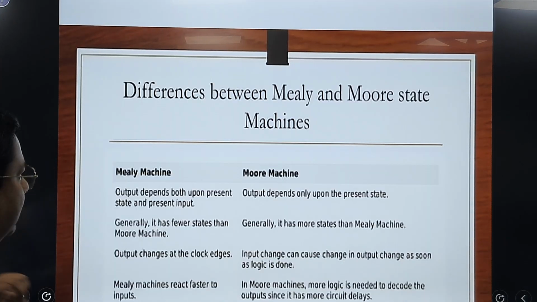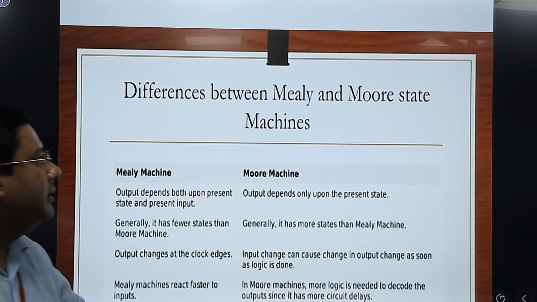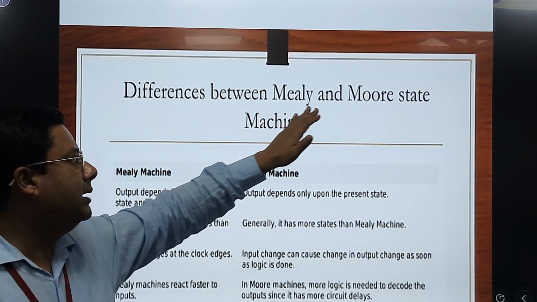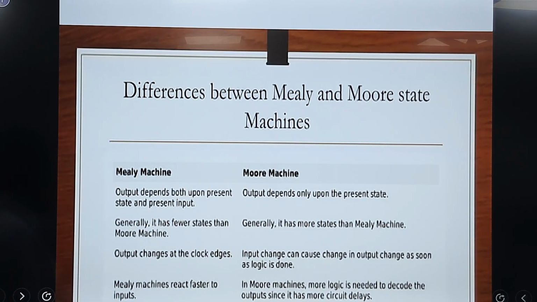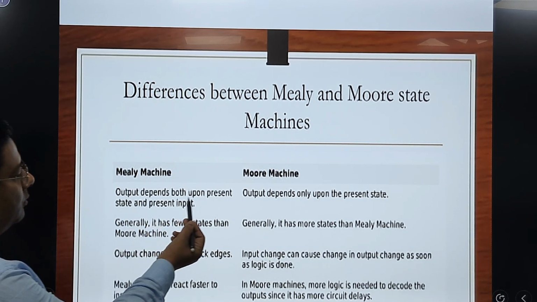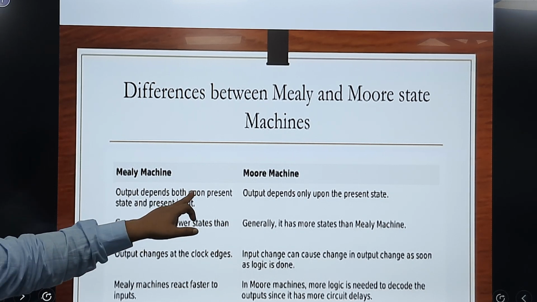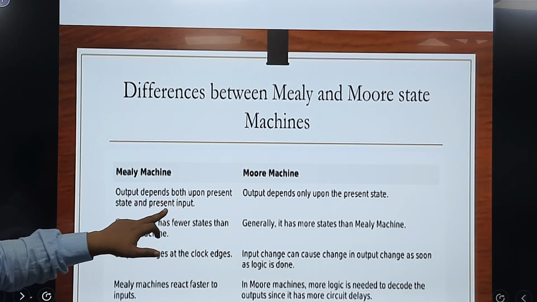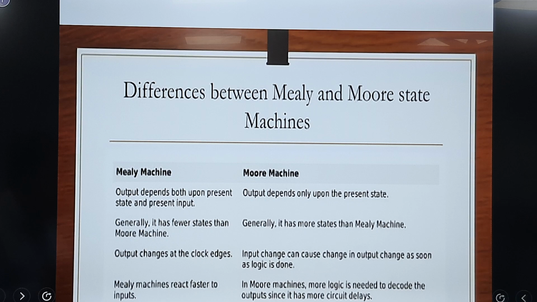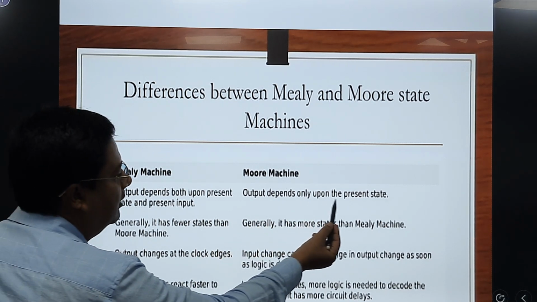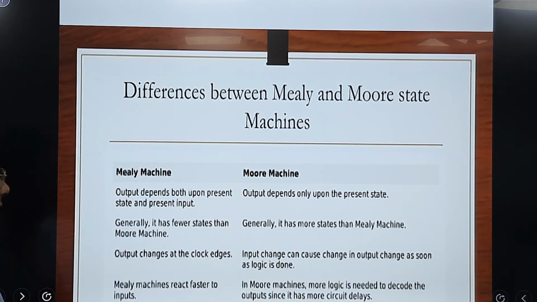Come to the next slide. These are the differences between Mealy and Moore state machines. What is the difference? In the Mealy machine, the output depends upon both the present state and the present input. Here the output depends only upon the present state in the case of the Moore machine.